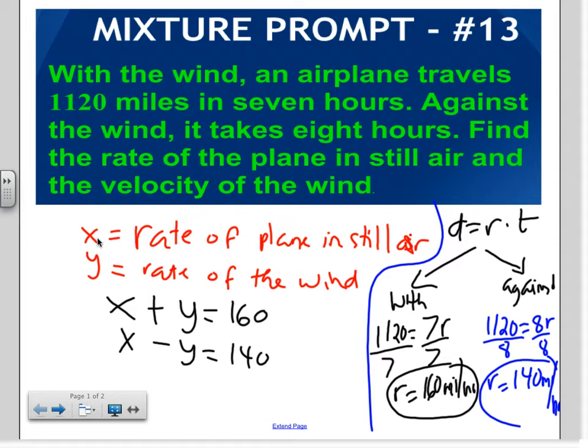So I have my two equations. What is your next step? Choose between elimination or substitution. Oh, see? So it's automatic. Choose between elimination or substitution. Which is it? Elimination, yay. Why? They're already lined up.